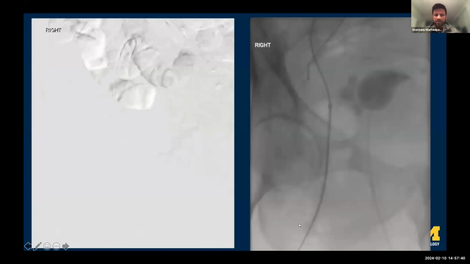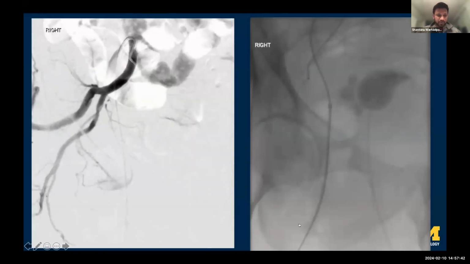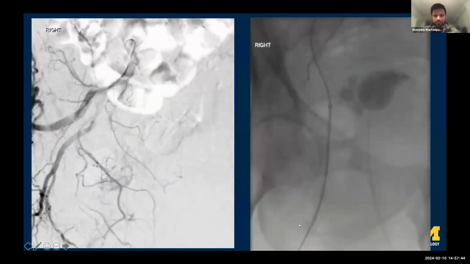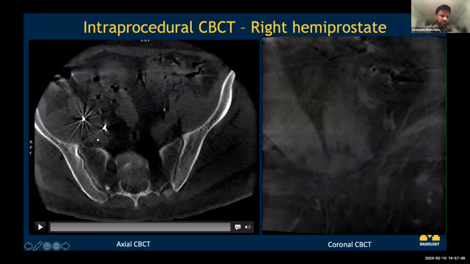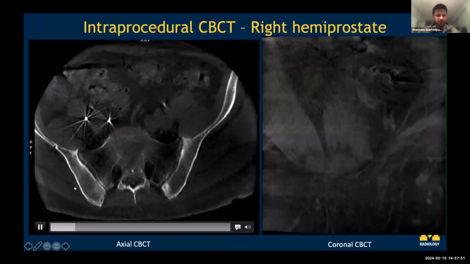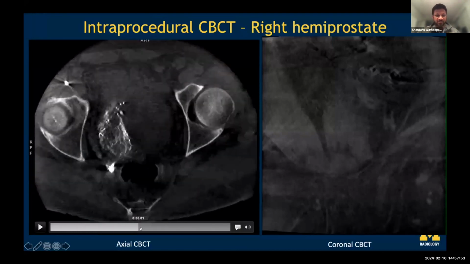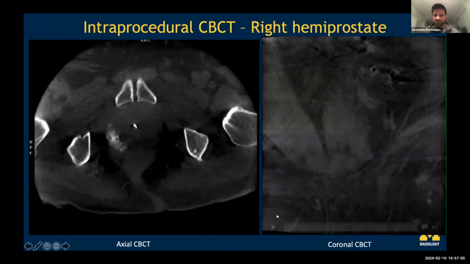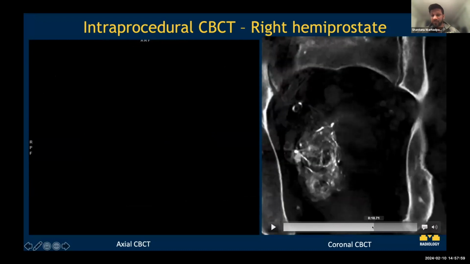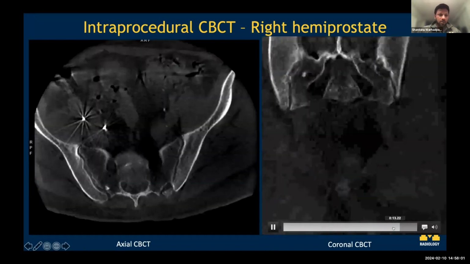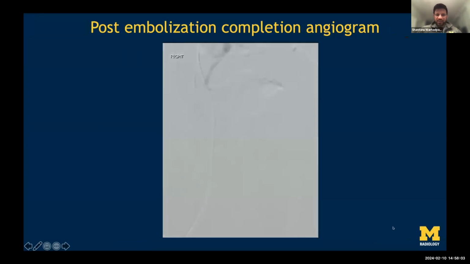And here is the same procedure on the right side of the pelvis. And you see a beautiful blush of the hemiprostate on the right. Just in case, do another cone beam CT, confirm that you're getting only prostate and none of the other important things. I do not care about seminal vesicles. Those are almost always involved, and I really don't care. So with that said, we embolized.